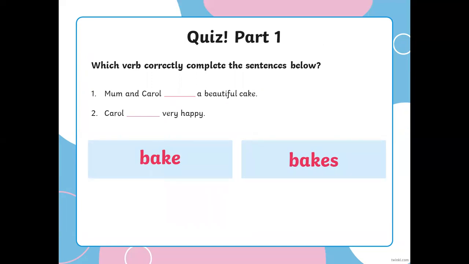What about Carol only in sentence number 2? Carol, blank, very happy. What do you think? Feel or feels? Carol is only one girl, and when we are talking about a singular subject, we add S to the verb. So we will say Carol feels very happy.